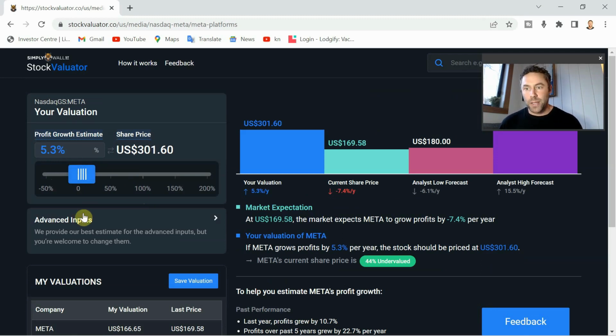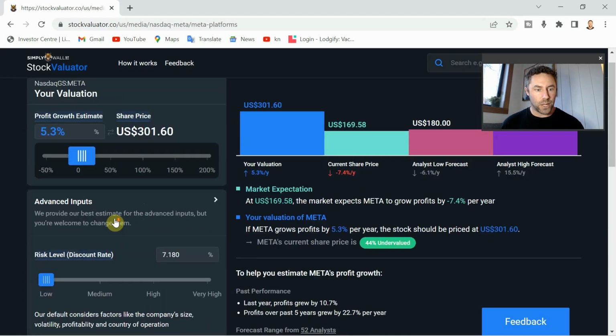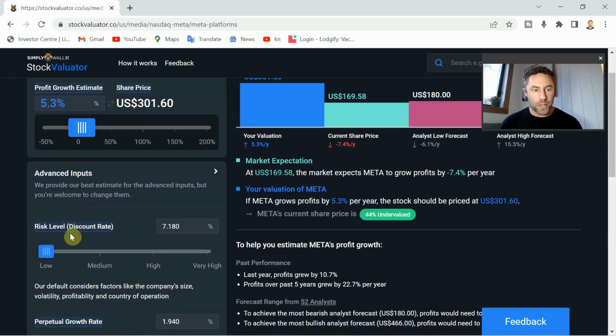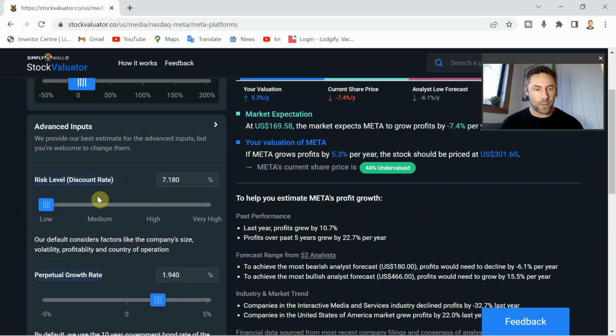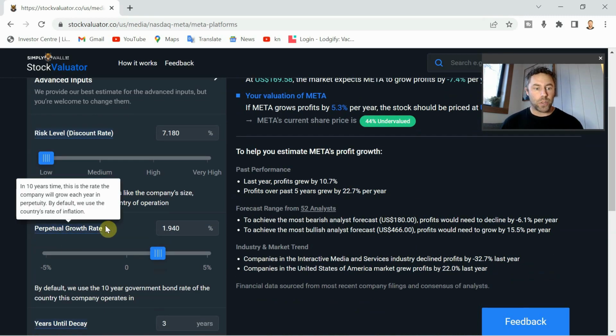Now, let's say you've mastered that, but you want to play around with the numbers a bit more. You can move into this advanced input section here, where we can actually play with the discount rate. Currently, they have it set at 7.18%. By all means, you don't have to touch any of this. You can just go with what they've got set up there. But if you want to start having a bit of a play around with different discount rates, maybe you want to give yourself a bit more margin, you could increase that discount rate up to 10%, let's say. The perpetual growth rate.